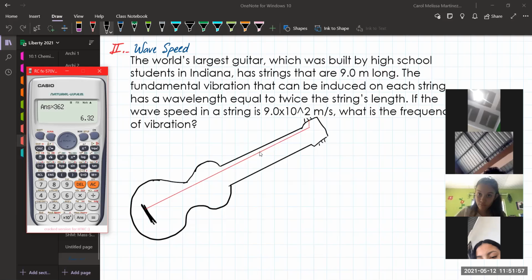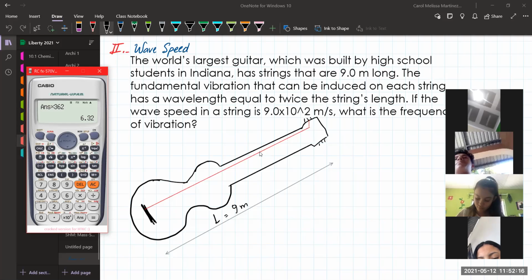Okay, so the problem is telling you that the string has a length of 9 meters. Okay, so the length of the string is 9 meters. Not the guitar, the string. Okay, now the data that is given in this problem, oh, beautiful guitar, I know. The data that is given in this problem is the string. The string is 9 meters long.